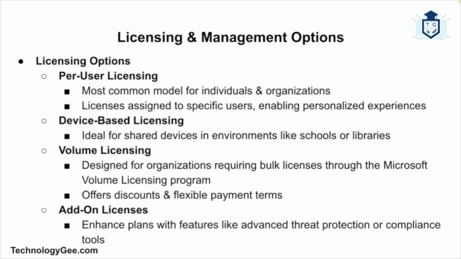All right, next let's talk about licensing and management options. Microsoft 365 licenses provide access to the suite's features and services. Choosing the right licensing model ensures you pay only for what you need. Let's talk about some of these options. We have the per user license, which is the most common model for individuals and organizations. The licenses are assigned to specific users, enabling personalized experiences. Then we have the device-based license, which is suited for shared devices in environments like schools or libraries. Then we have volume licenses.